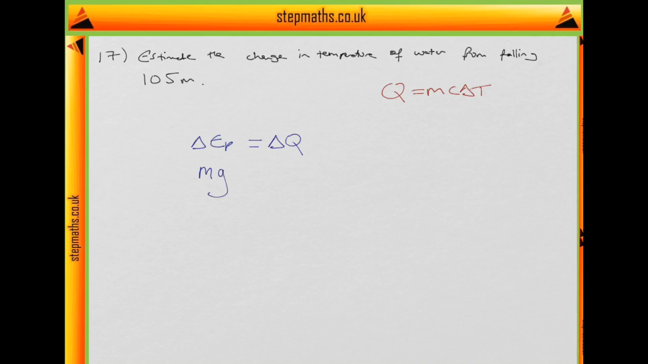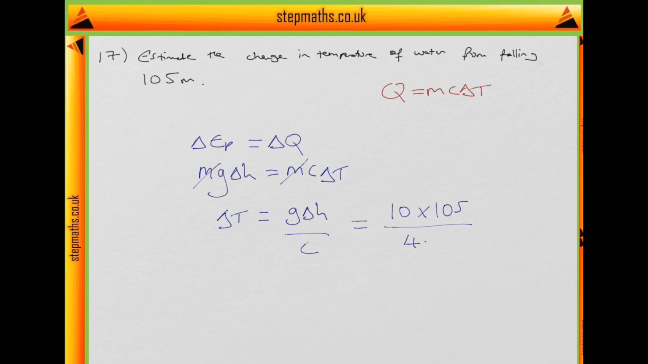So our change in gravitational potential energy, ΔEp, will be equal to ΔQ. ΔEp, well, that's going to be mgΔh, the height it fell, which will be equal to mcΔT. So clearly we see the mass is actually irrelevant here, which is why they haven't specified the amount that falls. So we get ΔT is equal to gΔh over c. Well, g is 10, Δh is 105 meters, and c, we're told, is 4.2 kilojoules per Kelvin per kilogram. So that's 4.2 times 10 to the 3 joules, putting it in standard units. And well, that's equal to 1050 over 4.2 times 10 to the 3, which is approximately equal to 0.25 degrees Celsius. So the answer is B.